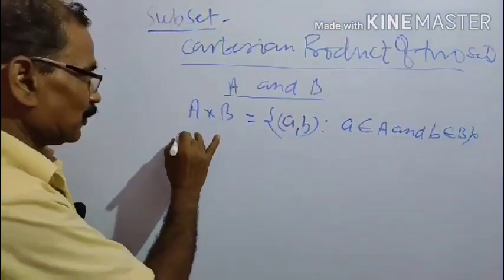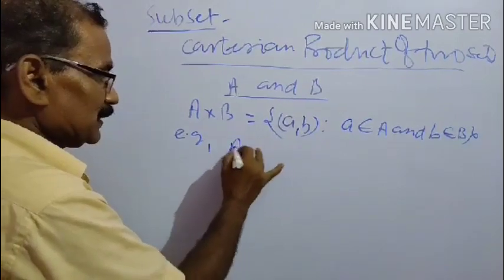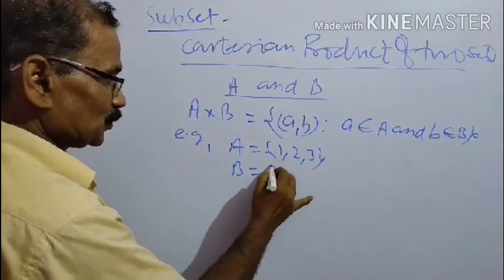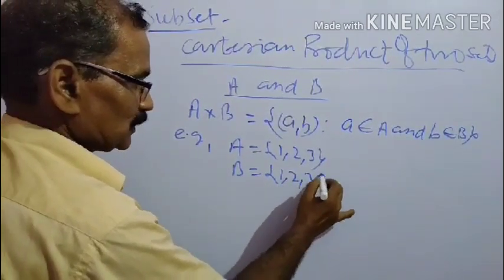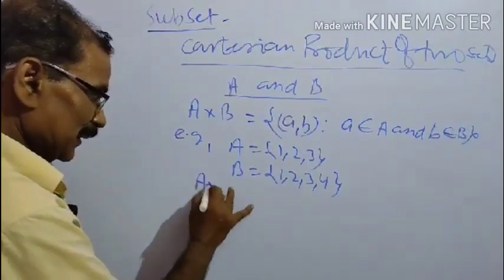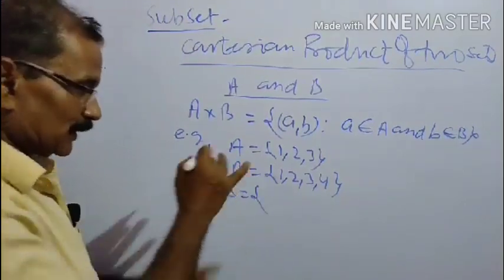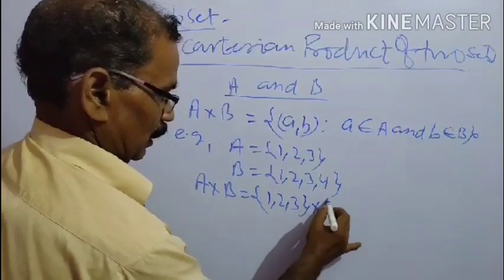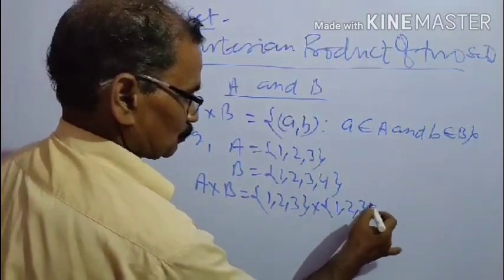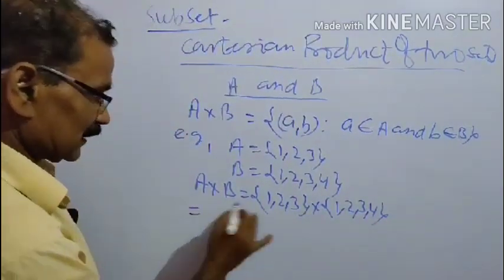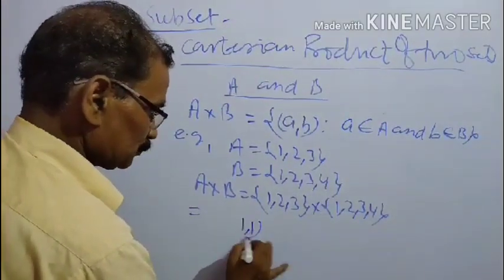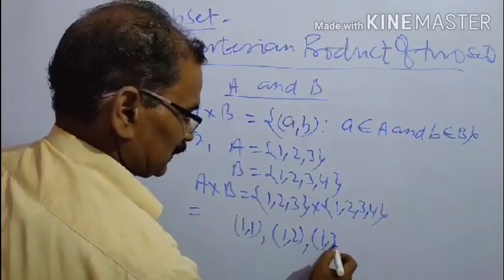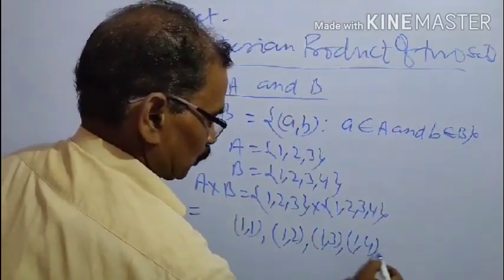We take an example. A = {1, 2, 3}, B = {1, 2, 3, 4}. Then A Cartesian B is also a set. So we take 1 with each element of B: (1,1), (1,2), (1,3) and (1,4).